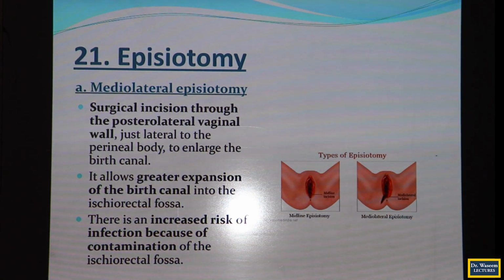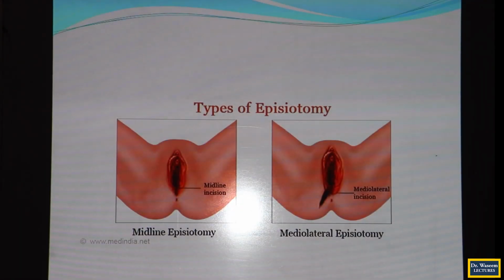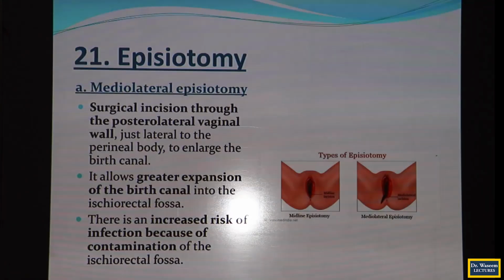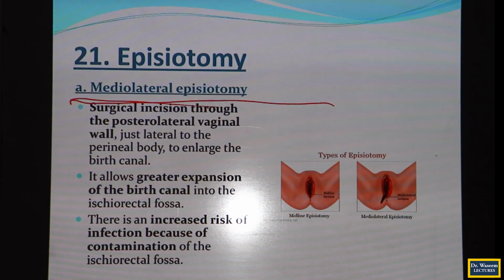There are two types of episiotomies. One is the mediolateral episiotomy. This one is mediolateral and this is midline. In the mediolateral, the incision is given through the posterolateral wall of the vagina, lateral to the perineal body, which avoids the perineal body. It cuts the posterolateral wall of the lower part of the vagina to increase the vaginal introitus. It allows greater expansion of the birth canal into the ischiorectal fossa.